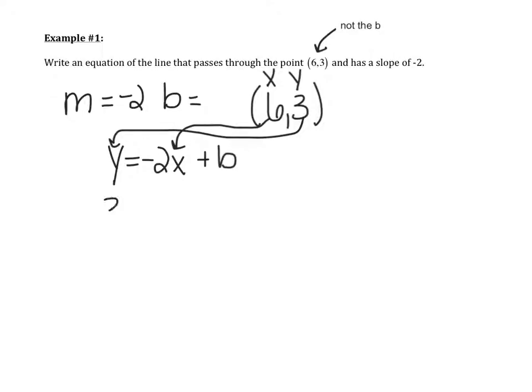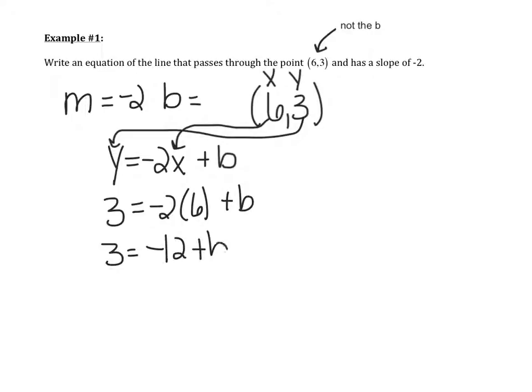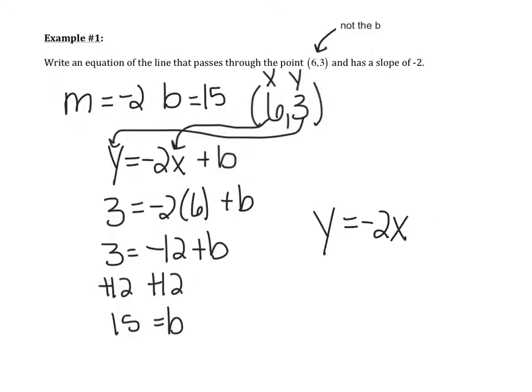Therefore, I would have 3 equals -2 times 6 plus b. So that'd be 3 equals -2 times 6 is -12 plus b. I would then add 12 to both sides, which would end up giving me b equals 15. So remember, initially I knew my job was to find the m and the b. I was given the m, and now I have found that the b is 15. So my final step is just to write the final equation, which would be y equals -2x, since it's y equals mx, and we know m is -2, plus b, and we know b is 15. And that would be my final answer.